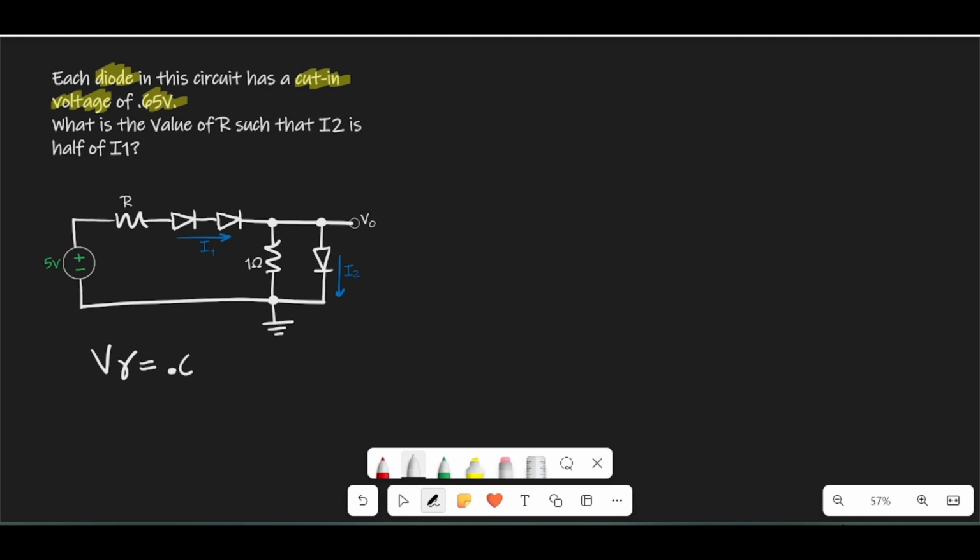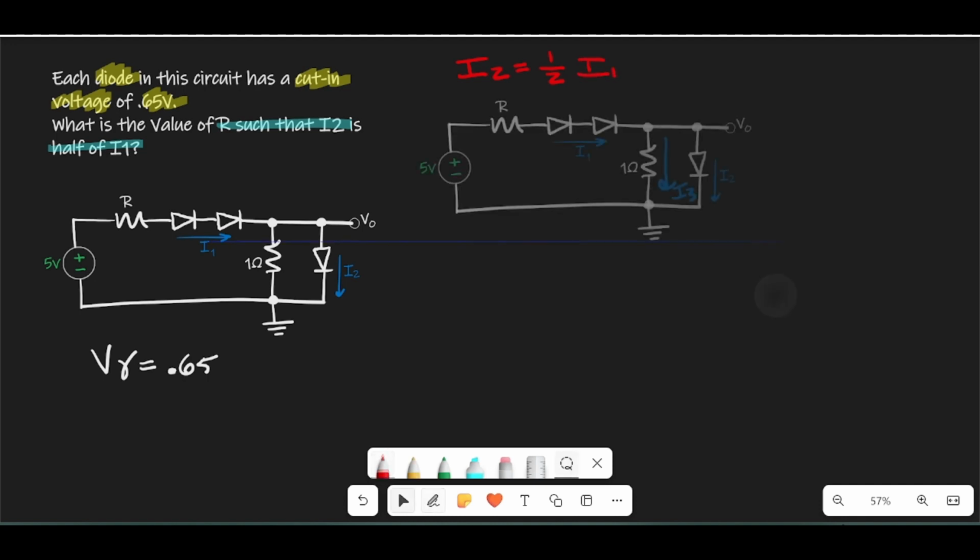The question asks, what does R have to be for the current in the output diode to be half of the current in the input line? That's an interesting constraint. Let's write that out mathematically. They give us a current as it relates to another current. When dealing with purely current, we typically need to do a KCL or a similar analysis. So let's start with that.